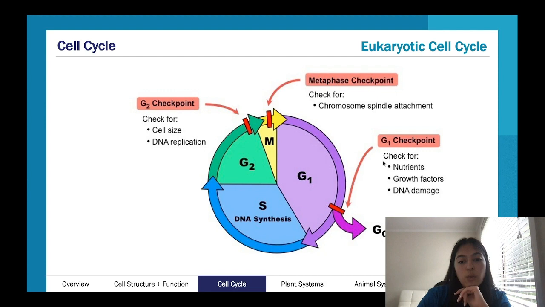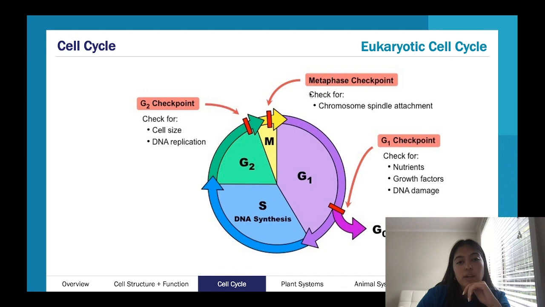So we have our G1 checkpoint. After growing, it's just checking for these kinds of stuff to make sure that nothing's too wrong there. You've then got your DNA synthesis. You then grow a little bit more. We're now at our G2 checkpoint where the cell is checking, okay, did the DNA replication go okay? What is the cell looking like? Is it big enough for division?